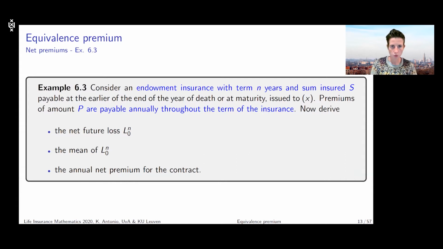Okay, so you can see that there are two sentences or parts of sentences highlighted in blue in my sheet. So we've got the endowment insurance with term n years, sum insured is S, and we've got the premiums P payable annually throughout the term of the insurance. So these are the two main ingredients that we need to balance in this example. So let's look at how we can do this using the sheet.